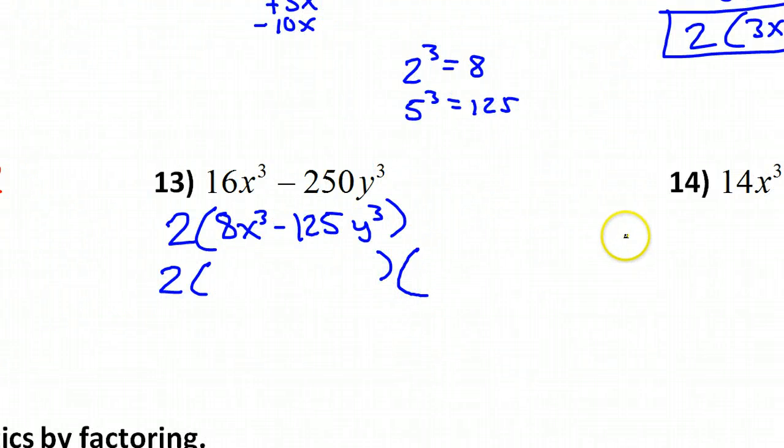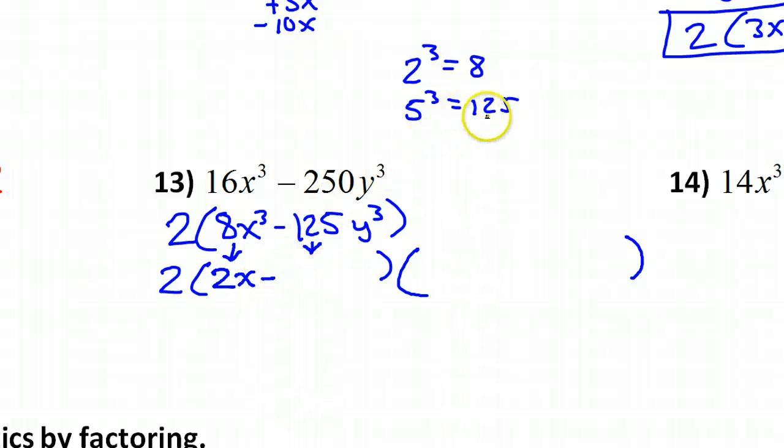The binomial is going to be the cube root of these. 8 comes from 2, so I'll have a 2x. Alright, the sign is the same. 125 comes from 5. And then y to the third power comes from y. Okay, let me tighten this up a bit. So there's my binomial. Now my trinomial.